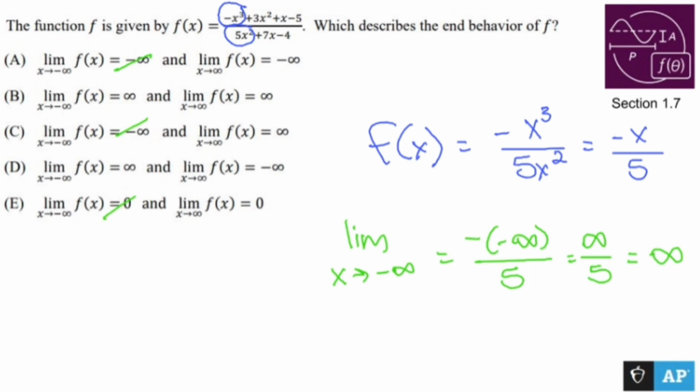Okay. Similarly over here, the limit as x approaches positive infinity has me plugging in positive infinity. So negative positive infinity divided by 5 is going to be negative infinity, because negative infinity divided by 5 is negative infinity. So the limit as x approaches infinity is negative infinity.